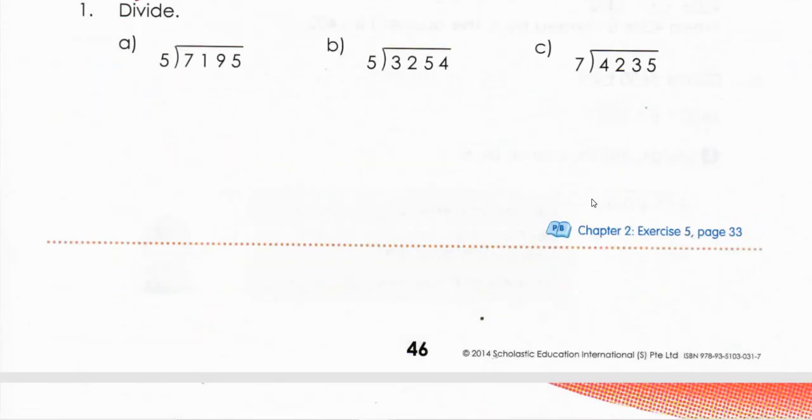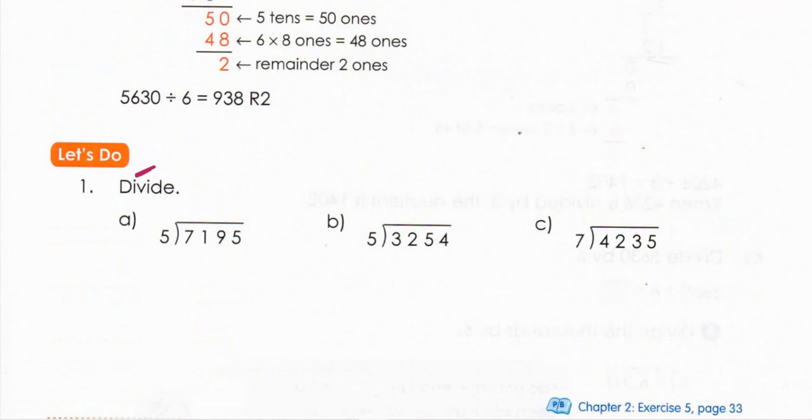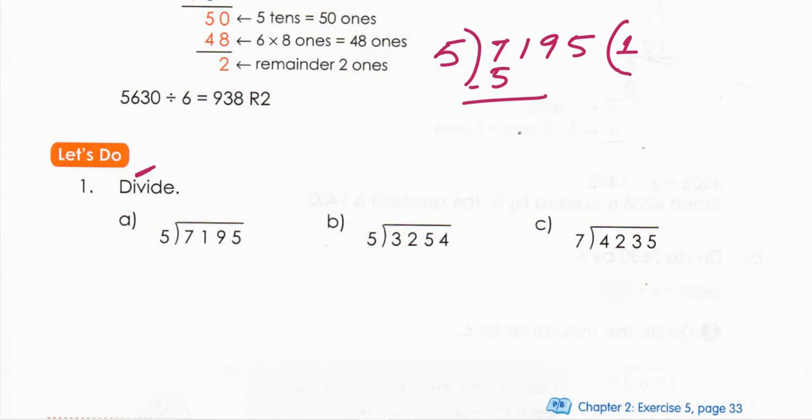Let's do page number 46. Here 5 is your divisor, and the dividend is 7195. Take the first single digit and check whether it is smaller or bigger than the divisor. If it is bigger, then no problem. If it is smaller than the divisor, then you have to consider another number also. So 5 one time is 5. You subtract this, it becomes 2. Carry this 1 here, it becomes 21. Then 5 4 times is 20. You subtract this, the remainder you get is 1.